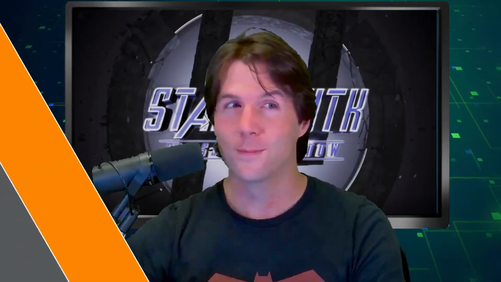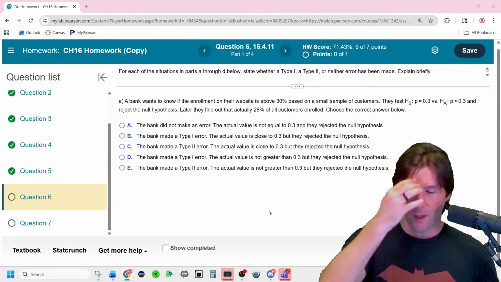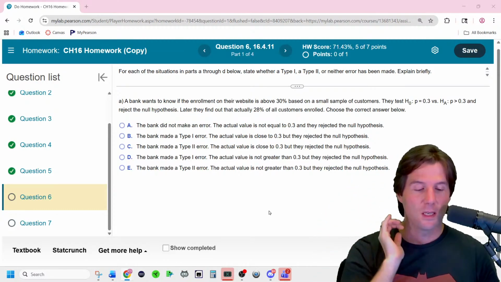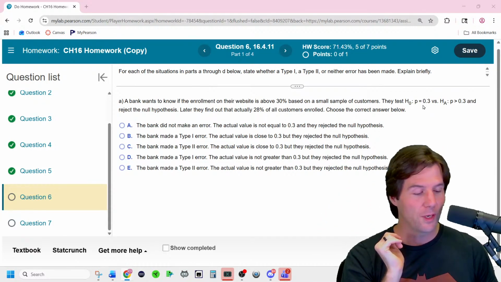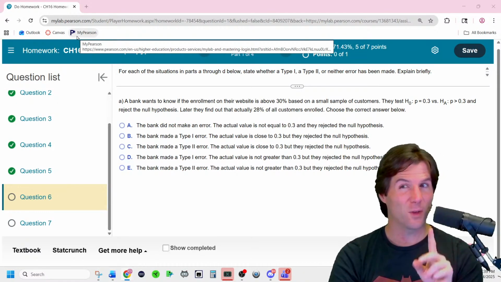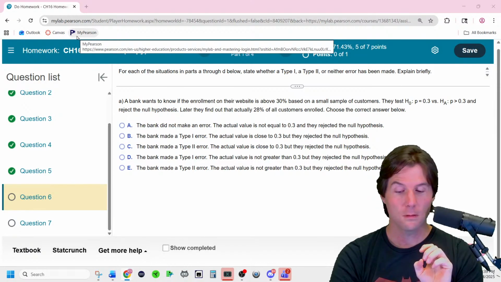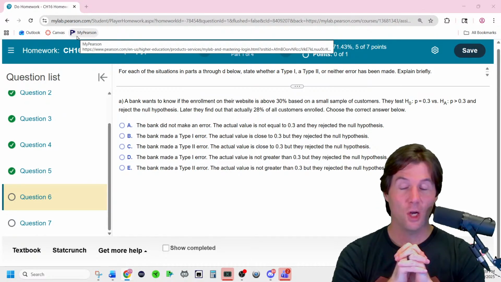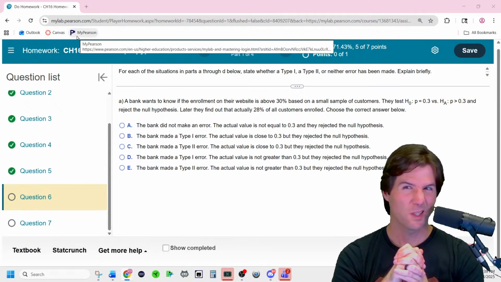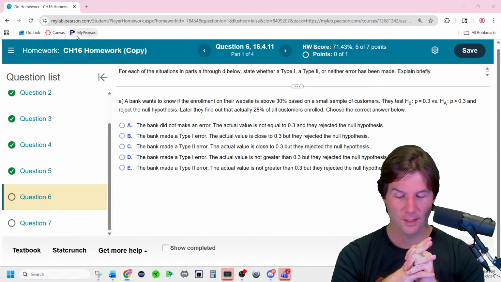Let's do the question. Okay, a bank wants to know if the enrollment on their website is above 30%. They take a test right here where they have the null that it is 30%. They have the alternative that's greater than 30%, and they reject the null. Now, if they reject the null, that means they could have only made a type 1 error. It doesn't mean they did. Later, they find out it's actually lower. So it sounds like they did make an error. So this would be a type 1 error. It's actually lower than it.